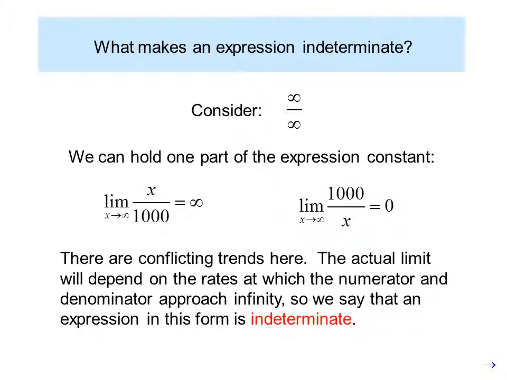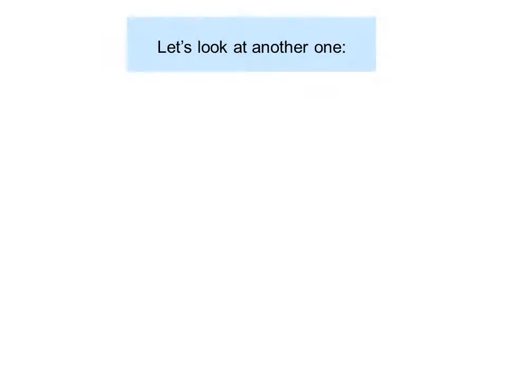There are conflicting trends here. The actual limit will depend on the rates at which the numerator and denominator approach infinity. So we say that an expression in this form is indeterminate. Let's look at another one.